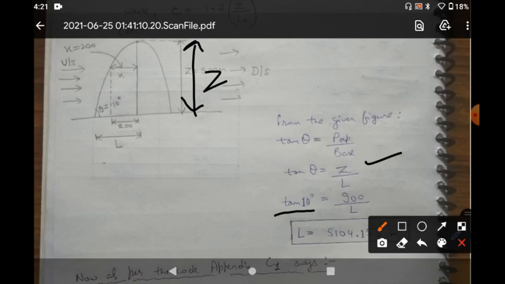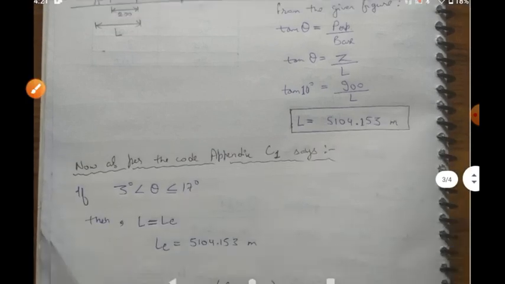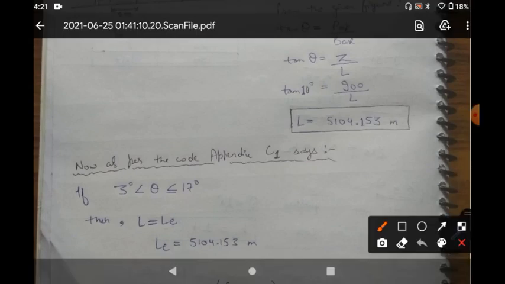So the L dimension is left as it is. From here, the value of L is 5104.153 meter from the crest.